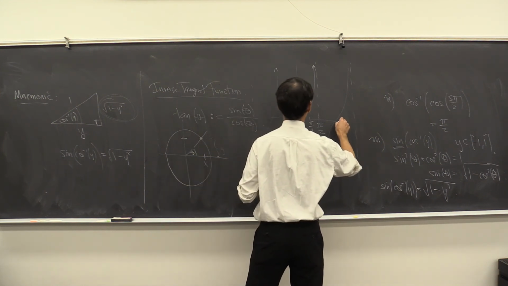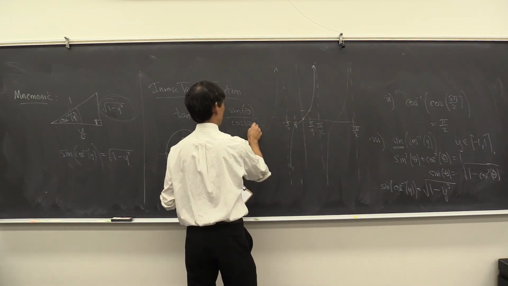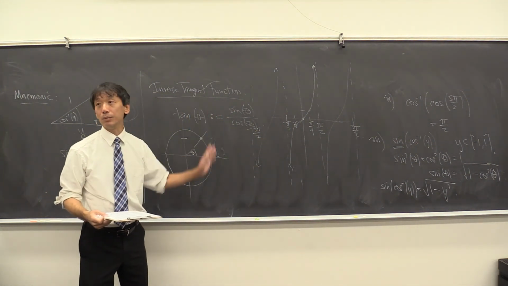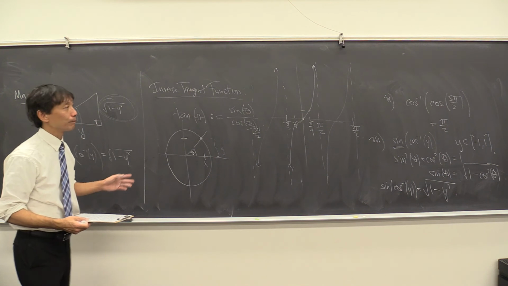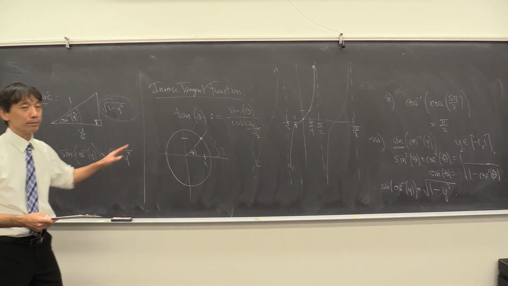So every pi, this is 3 pi over 2, and this is negative 3 pi over 2. So this is what the tangent function looks like, and it's important.